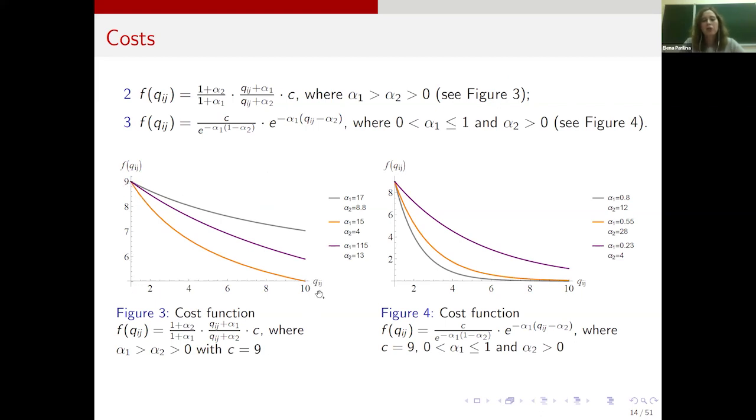So for Qij equal to 1, we have this fixed cost, for example, 9. And here we wanted to have exponential decay. That is why we get this exponential function and show how, depending on the parameters, we have the function satisfying these properties. Of course, the form of this function is not friendly to examine some conditions, and we show that we are limited in getting some explicit results if we have these cost functions.